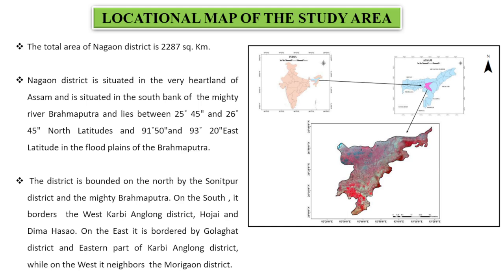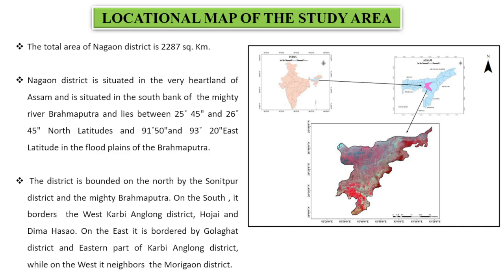The geographical extension has been mentioned over here. The district is bounded by several other significant regions, enhancing its strategic importance. To the north, it is bordered by Sonitpur and the Brahmaputra River, providing a natural and administrative boundary. The southern border of Nagaon is adjacent to West Karbi Anglong District, Hojai, and Dima Hasao. These neighboring districts contribute to the socio-economic interaction and cultural exchange within the region.